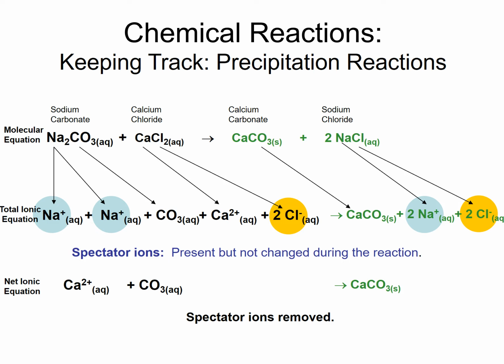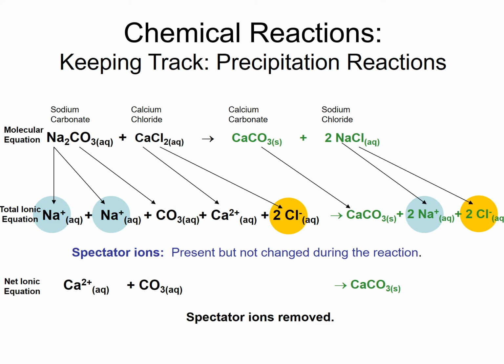The sodiums and chlorides were along for the ride. They float around before, they're floating around afterwards. They don't get changed chemically. But the calcium and the carbonates, why, they pair up. And when they do, a solid forms. And so the essence of the molecular equation is the net ionic equation that really shows us clearly what things are coming together and what products are formed as a result.